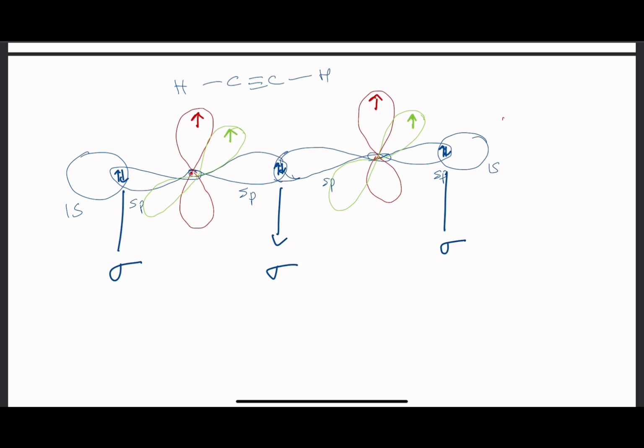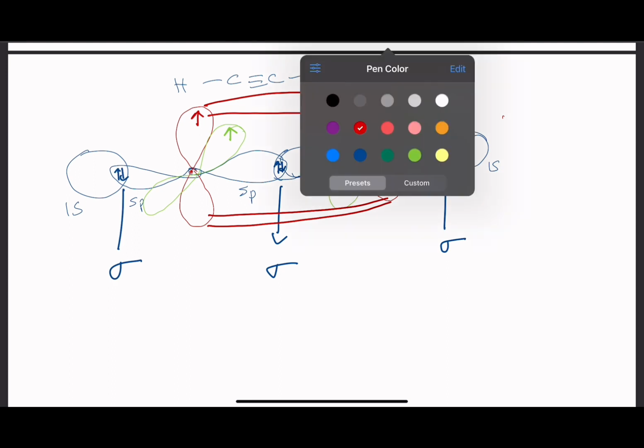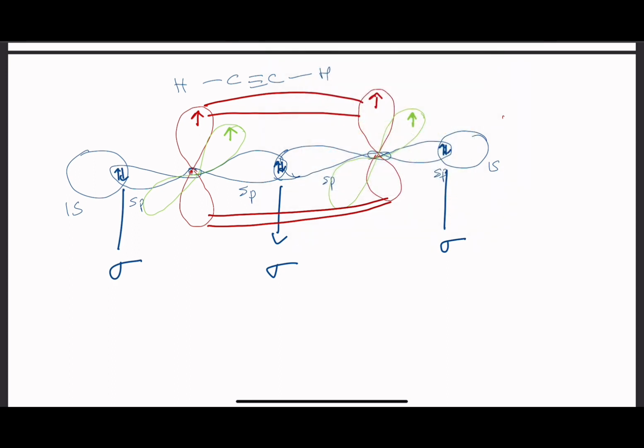So I'll make a pi bond. So this is one bond from top and bottom. This is one pi bond. And then I make one more pi bond. In this case, I connect this P with this P, the green ones.